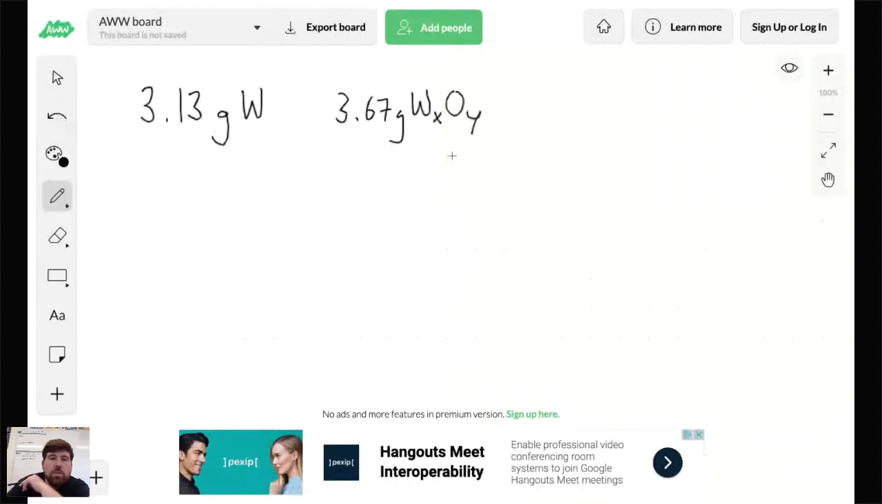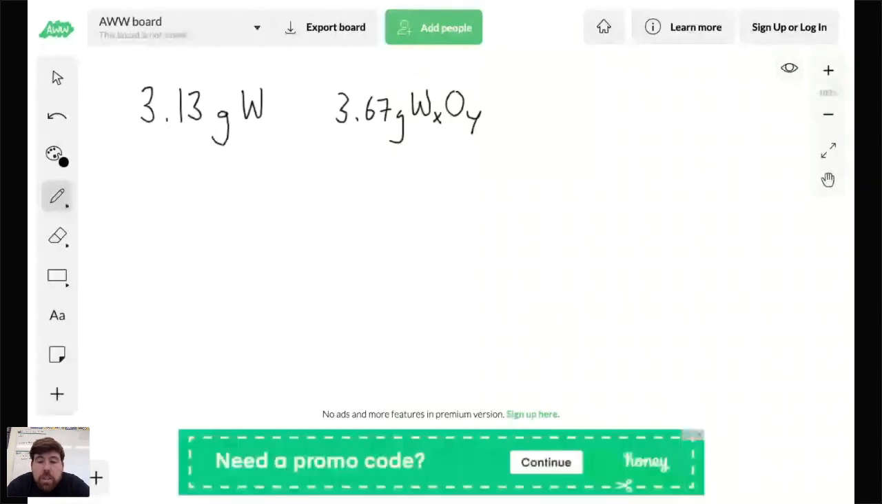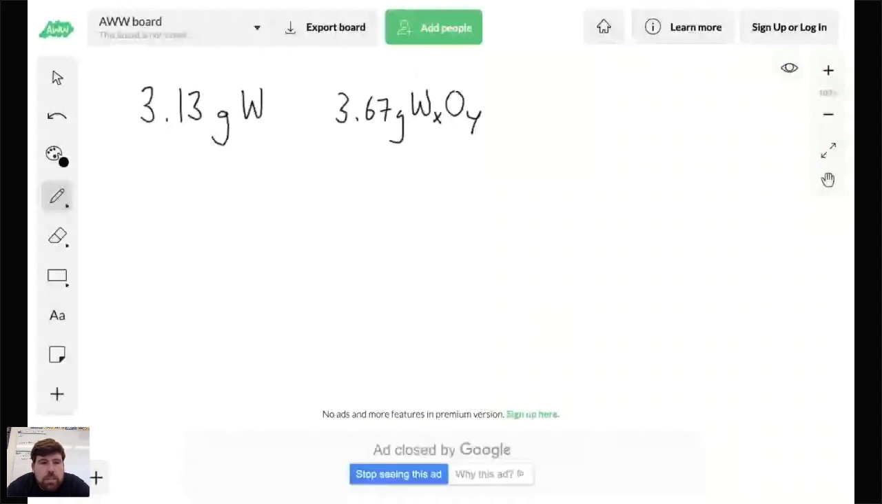WxOy. We don't know the ratio in which these elements form. Are they coming together in a 1-to-1 ratio, a 1-to-2 ratio, a 15-to-13 ratio? As long as it's one of small whole numbers, you can determine that using the empirical formula method. Now, generally speaking, the most important thing you should always do is convert to moles of the given substance.